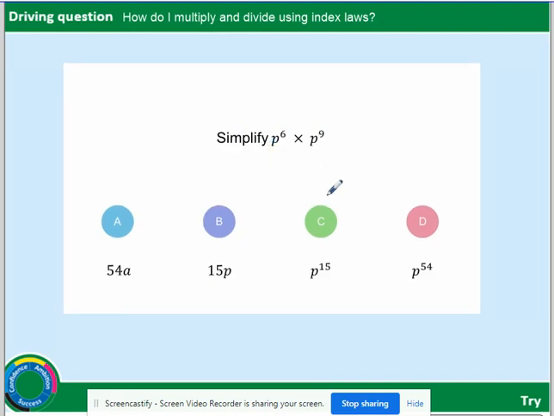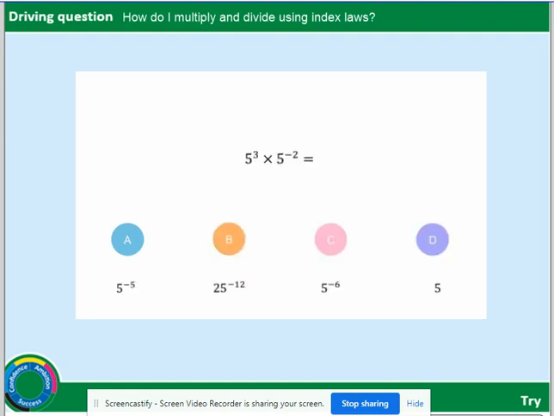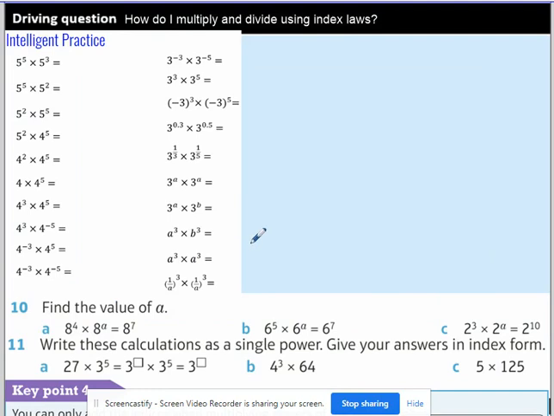P to the 6 multiplied by P to the 9. 9 plus 6 is 15. So we've got negative power, but we're still doing the same thing. We're still adding. 3 plus negative 2 is 1, which gives us 5 to the power of 1, which we just write as 5. Okay, have a go at these questions.